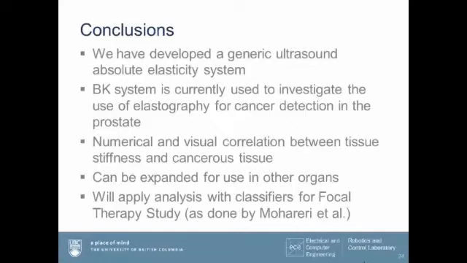So to conclude, we've developed a generic ultrasound absolute elasticity system. We've used the clinical BK machine to do that and investigate the correlation between elasticity and cancer. I've demonstrated numerical and visual correlations between tissue stiffness and cancerous tissue. And because of allowing the generic use with the bandpass sampling and the 3D motor rather than 3D probe, it's a generic platform that can be applied to other organs, let's say liver or kidney, which is also being done in our lab.